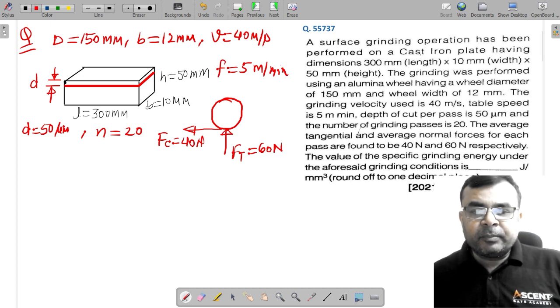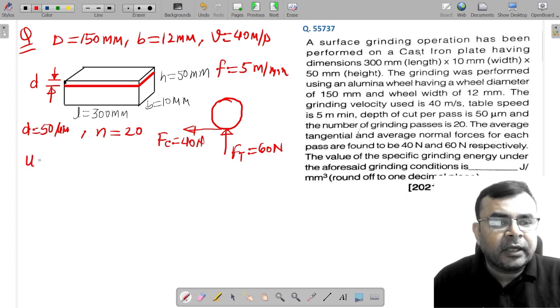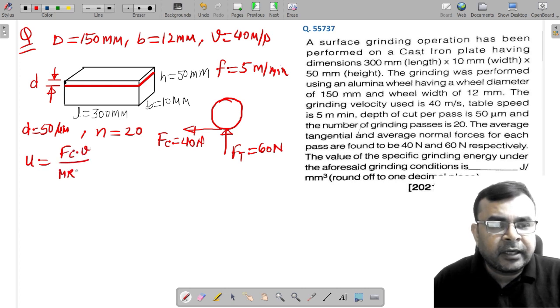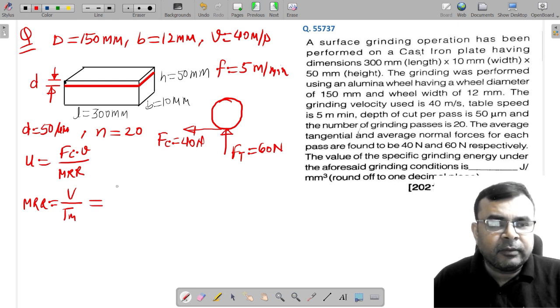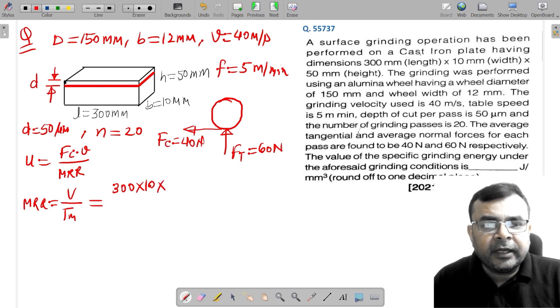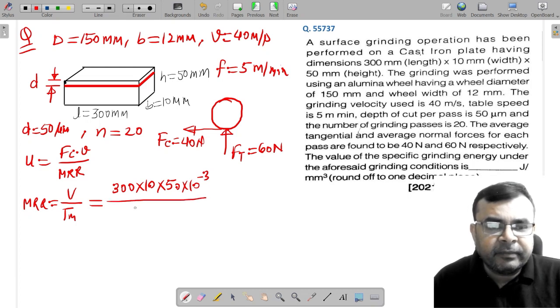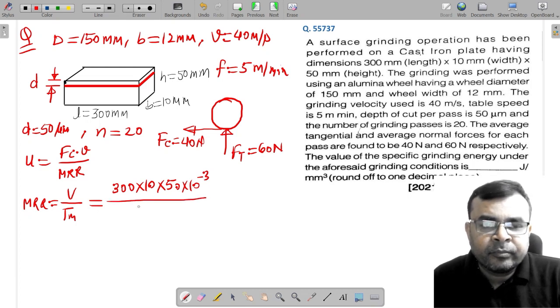The value of specific grinding energy, we need to calculate U, which is nothing but Fc into V over MRR. And what is MRR? MRR is nothing but volume of the material removal over machining time. So the volume of the material removal is 300 into 10 millimeter, and how much material removed? 50 microns. So 50 into 10 to the power minus 3 millimeter. Over machining time, which is L by Fn. Is it clear?